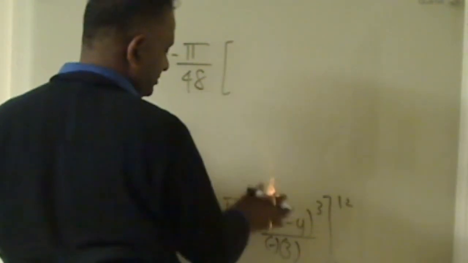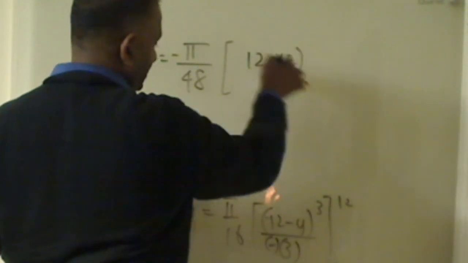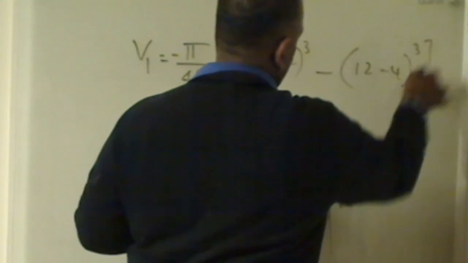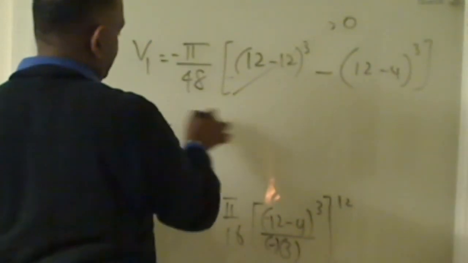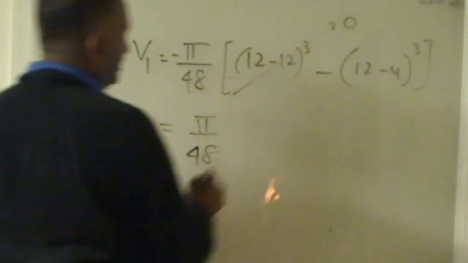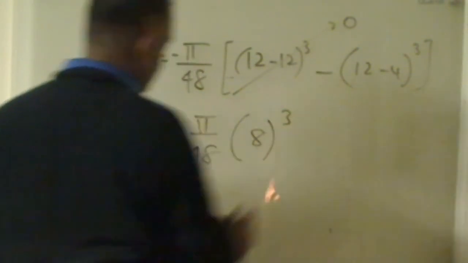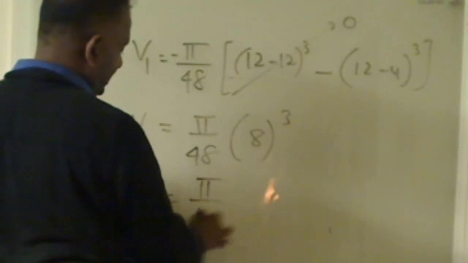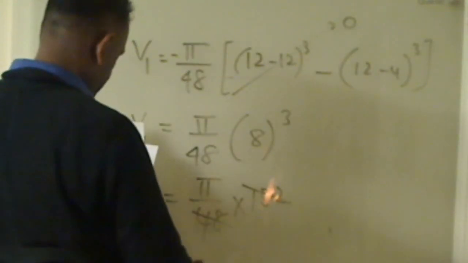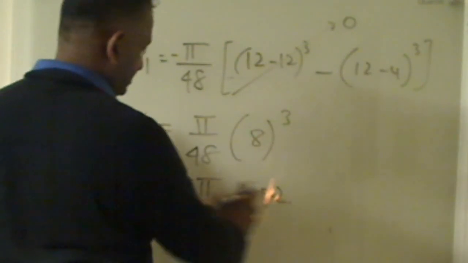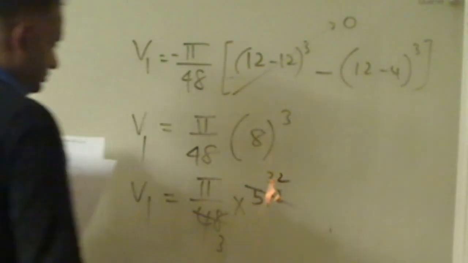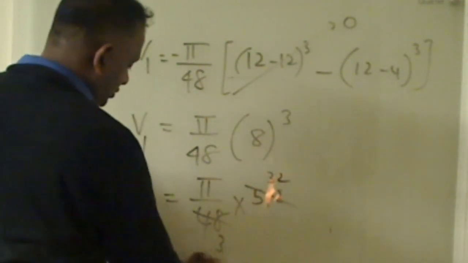we have (12 minus 12) whole to the third minus (12 minus 4) to the third. The first part is 0. And negative, positive, pi over 48 times 8 to the third, which is 512. 16 times 3 is 48, and 512 over 48 gives 32 over 3. And the answer is V1 equals 32 over 3.